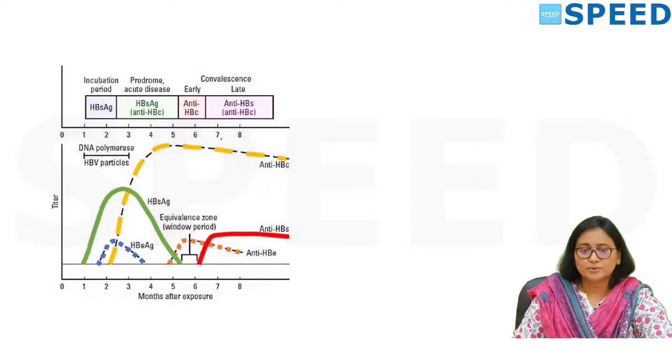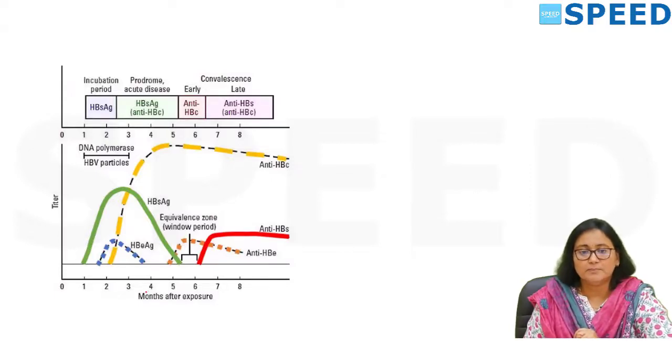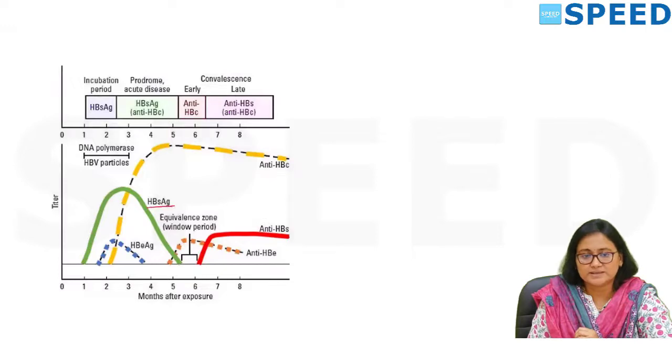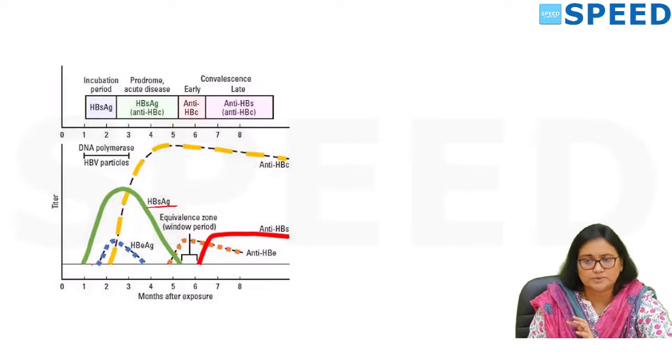So this is a graph showing the viral markers, when it rises, when it falls. So this is the axis showing months after exposure, and this is the axis showing titer. So when you check, the green color is your hepatitis B surface antigen, which appears around 1 month after exposure and can stay around 5.5 months. And this blue one is your hepatitis B envelope antigen, which comes just after or almost near to hepatitis B surface antigen appearance, and it will stay around 4 months.